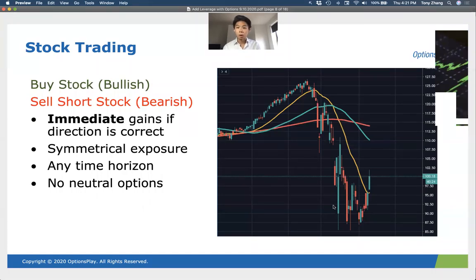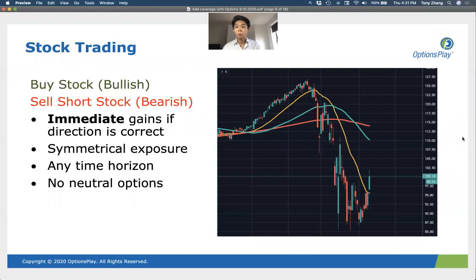How many of you here are equity investors? Please type 1 into the chat window if you currently trade stocks in your portfolio. Okay, I see a ton of ones. So almost every single one of you seemingly has some kind of exposure to stocks or ETFs in your portfolio. When we talk about stock trading, there's only one type of exposure that you get, which is bullish or bearish exposure. That's the only two exposures that you have when you buy or sell an underlying stock.